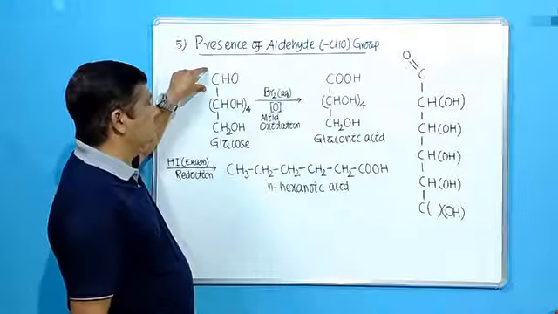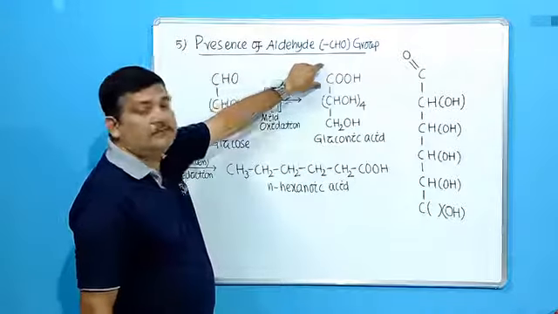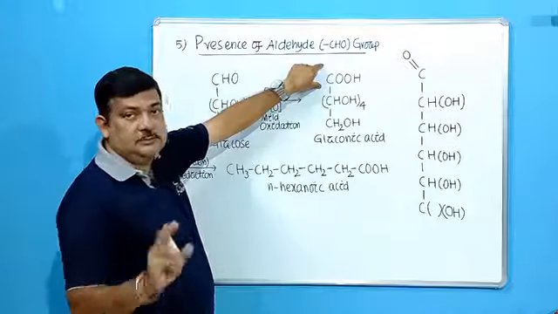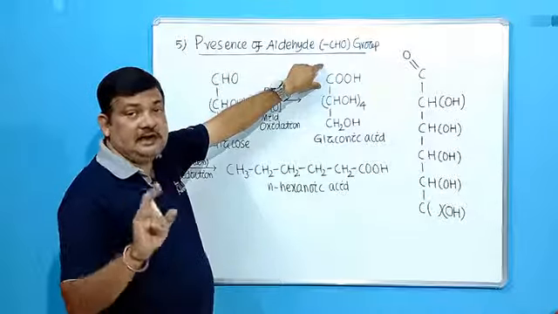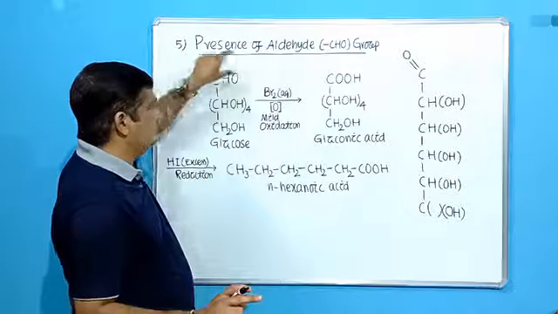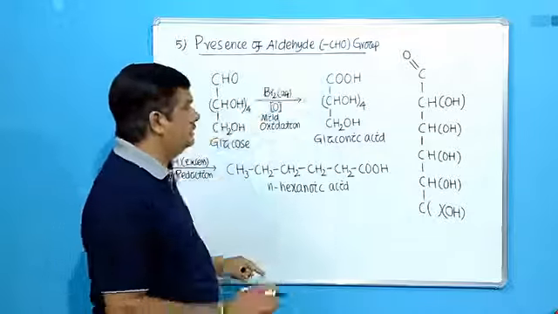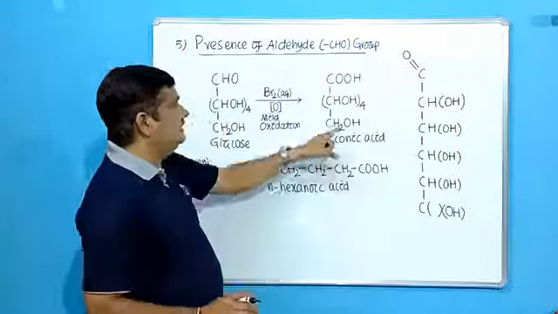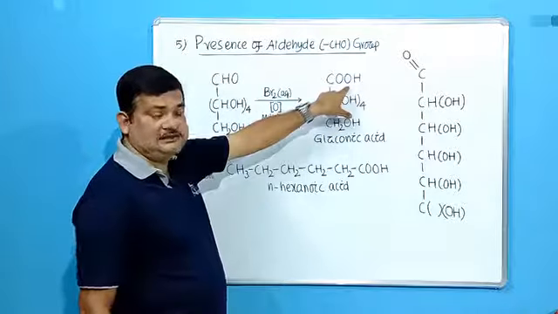Only an aldehyde will be converted to a carboxyl group. So this is only possible when an aldehyde group is present. An aldehyde is oxidized easily to a carboxyl group. So the presence of an aldehyde is confirmed.